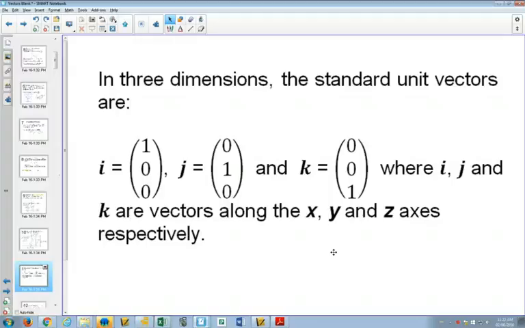So we're going to add a new vector, a vector k. I'm going to add the arrowheads over here if you like. And then that adds our z-axis.